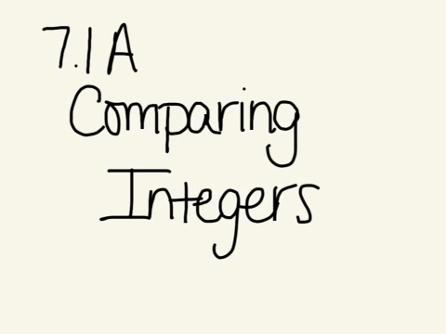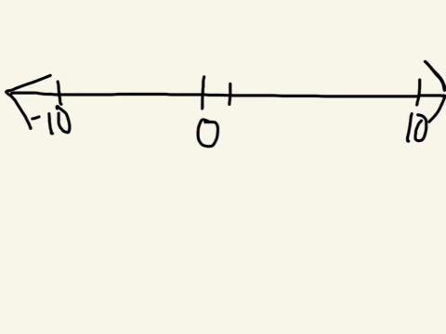Today we're going to talk about 7.1a, which is comparing integers. So what an integer is, it's any whole number, positive or negative, that lands on the number line. Okay, so I'm going to go down here, negative 10. I'm going to go up here, positive 10. Okay, and 0.